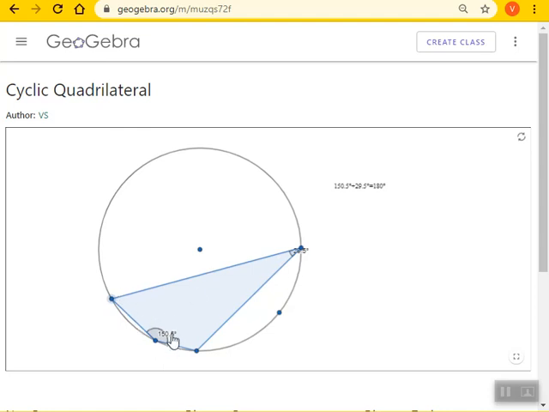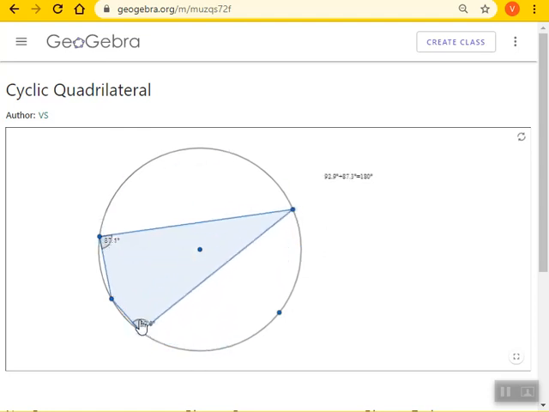It's got four sides, but that's 150.5, and that one's 29.5. And guess what they add up to? That's right, they add up to 180. And I can put that point up there. I can move this one around there, and I can put that really close to that one, and they still add up to 180.